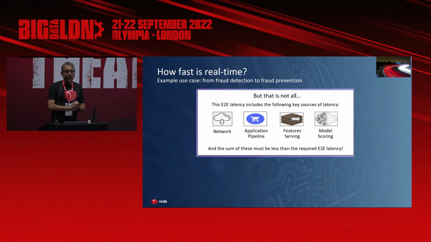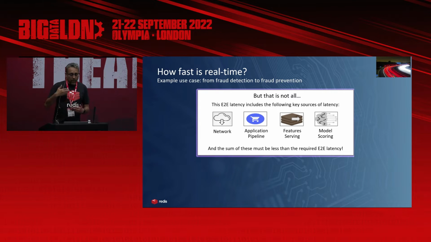Now, where is all that time spent if we are doing it end-to-end? It comprises the time you are spending in the network, which can be from 1 millisecond to 10 milliseconds. It can be in the application pipeline where you are doing some of your business logic. You are getting your data from the feature store, and then you are running your model for the scoring there.